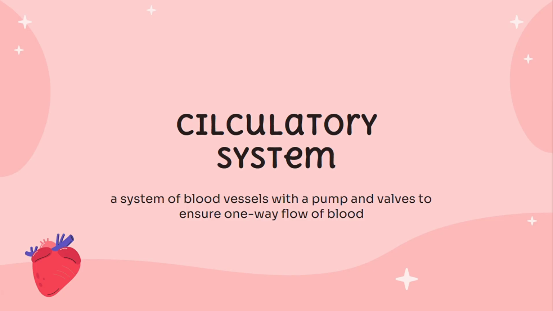Let's start. So, circulatory system. The definition of the circulatory system is a system of blood vessels with a pump and valves to ensure one-way flow of blood. So, we have the blood vessels, which are more like tube-like structures that carry the blood to a pump, which is the heart, which is made up of muscles that will press the blood and move it to another direction or to another flow according to the side that we're talking about. And the valves are more like a door structure that controls the flow of the blood.